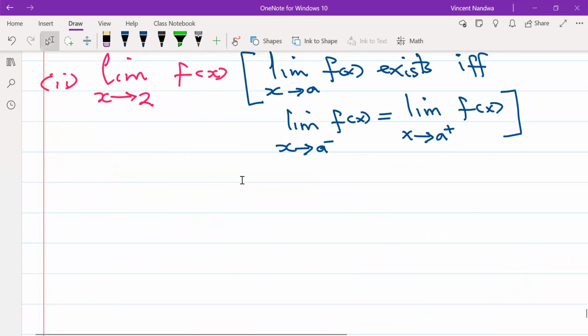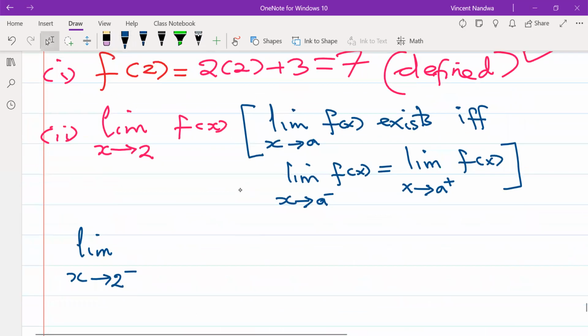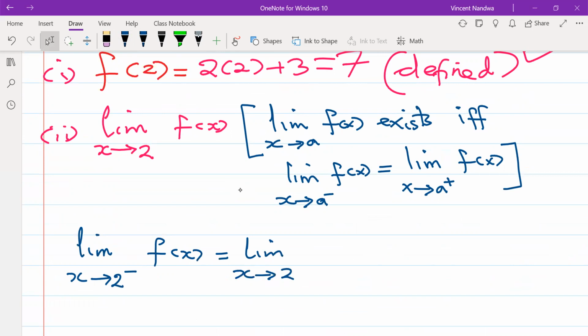So you are going to say the limit as x approaches 2 from the left-hand side of f of x will be the same as the limit as x approaches 2 of 2x plus 3.